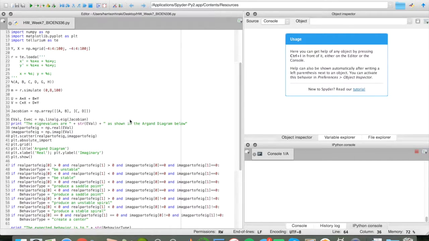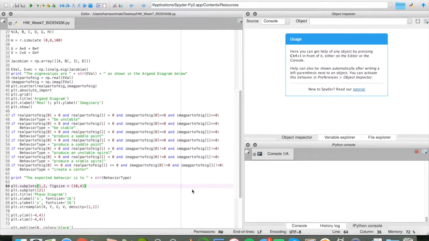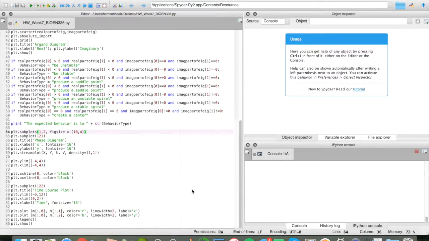From the user-developed Jacobian matrix, the eigenvalues were calculated and separated into their real and imaginary parts to be graphed in an Argand diagram. These values were also used to determine the behavior type of the system. And finally, both the time course plot and phase plot will be calculated and all shown in the command window to the right. Let's take a look at what that looks like.